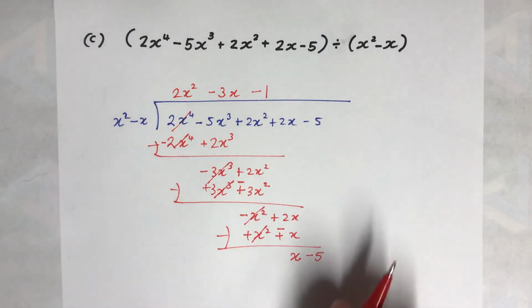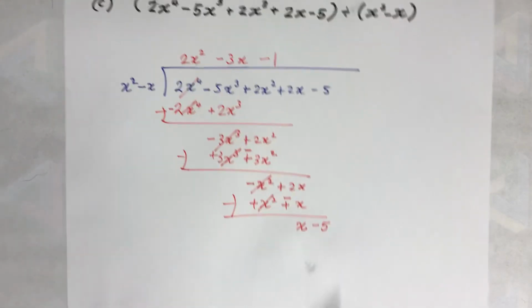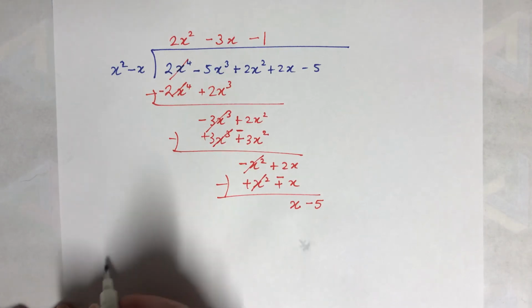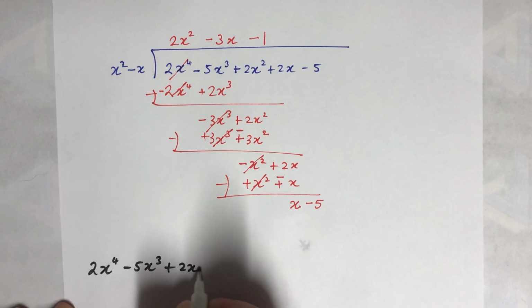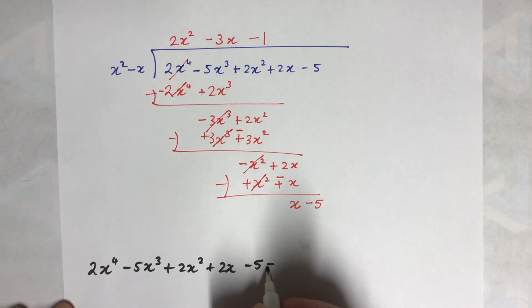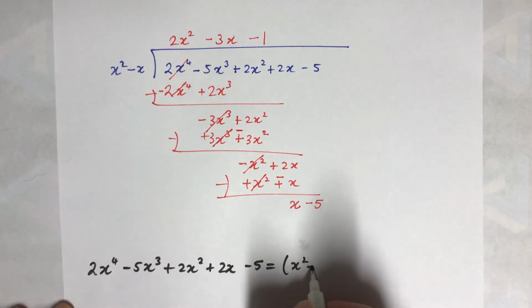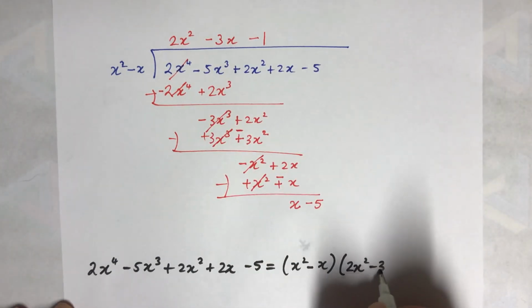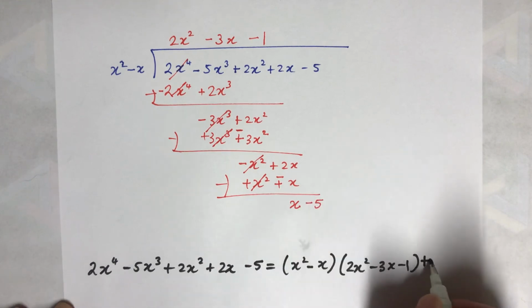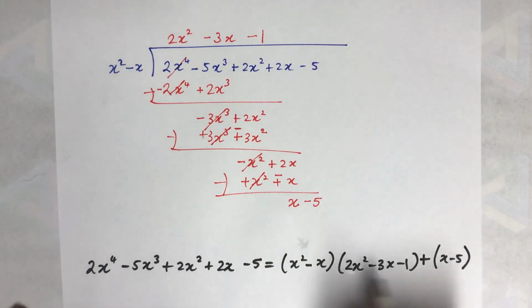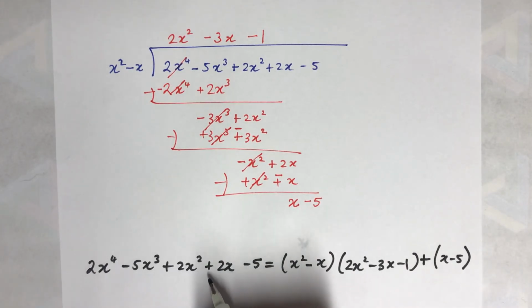Okay, so let's write the actual polynomial form. Okay, the dividend was what? 2x to the power of 4 minus 5x to the power of 3 plus 2x squared plus 2x minus 5, yep, equals my divisor, x squared minus x, and then I will put my quotient, minus 3x minus 1, and then plus x minus 5, my remainder. Now if you expand this one, you will get back to the dividend. Okay, well done.